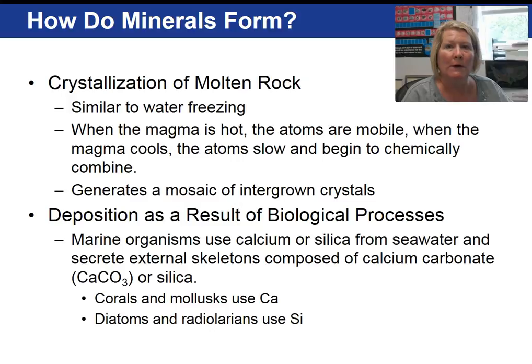So marine organisms use calcium and silica in the seawater and precipitate out their external skeletons. And these skeletons are composed usually of calcium carbonate or silica. Corals and mollusks, such as clams, use calcium, whereas diatoms and radiolarians use silica.